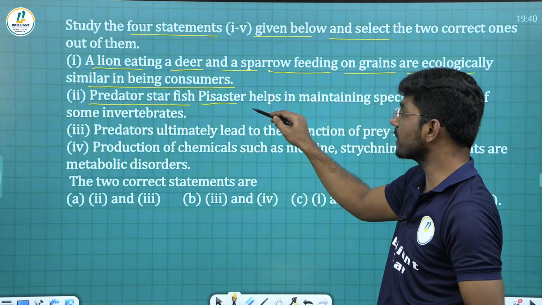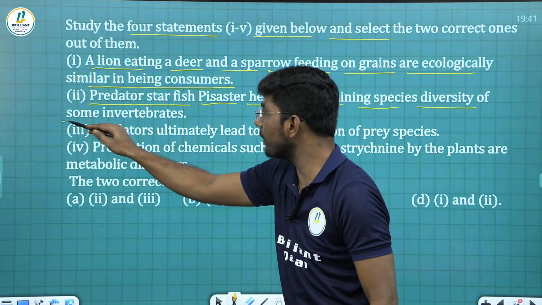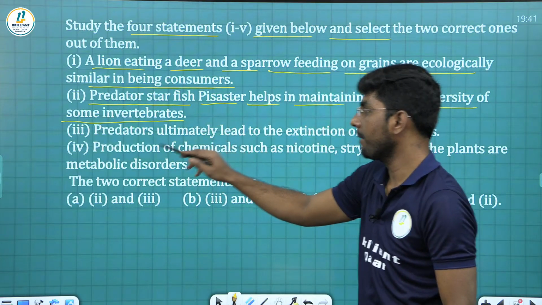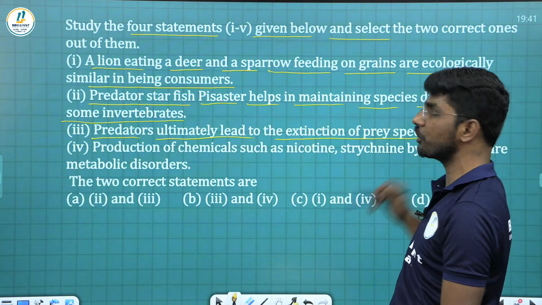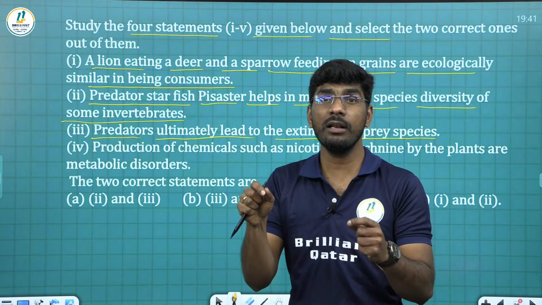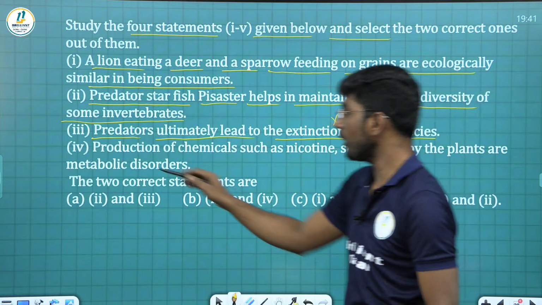You have to identify. Predator starfish, Pisaster. Do you remember Pisaster starfish helps in the maintenance of species diversity of some invertebrates. Predators ultimately lead to the extinction of prey species. No, right? It will control the prey population. So I am writing it is wrong.